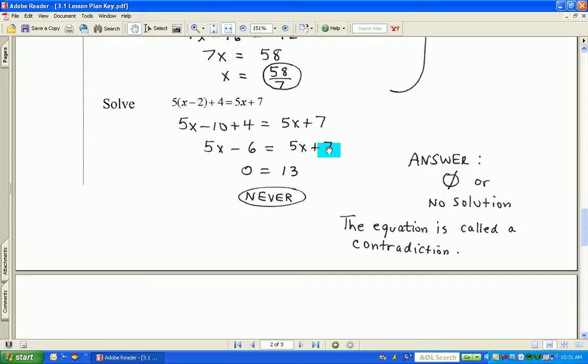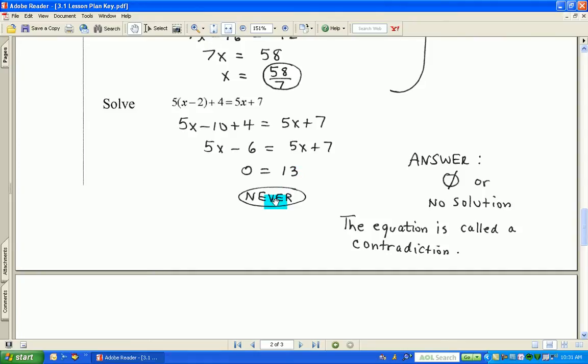This time, however, when I start doing what's traditional, for example, reserving the x's on the left and the numbers on the right, look what happens. When I subtract 5x from both sides and I add 6 to both sides, I get 0 equals 13. In other words, my variables drop out. Obviously, something weird is going on there. If I asked you the question right now, wherever you're watching this, when is 0 equal to 13, I would hope you would tell me never.